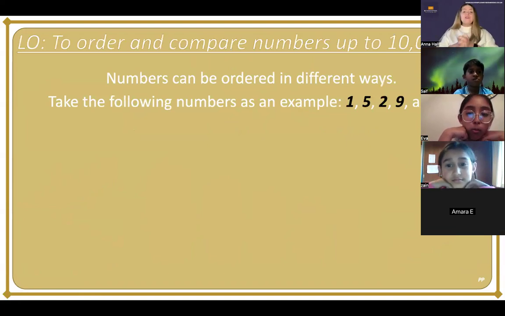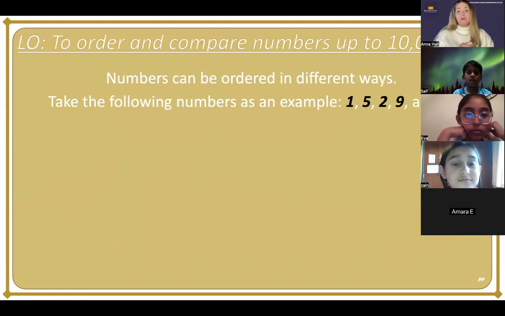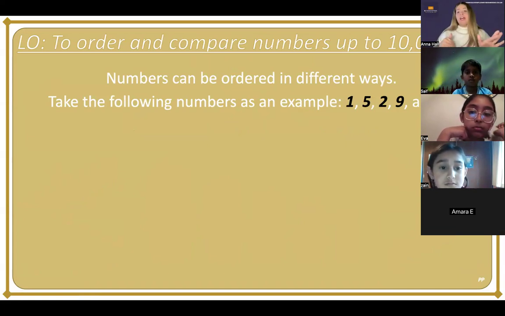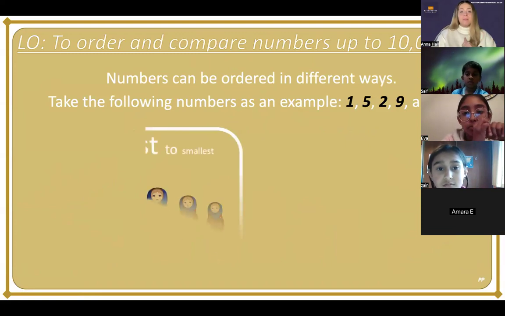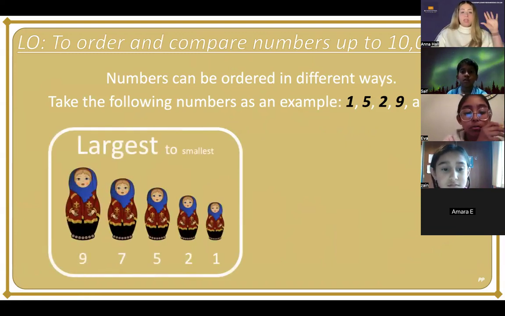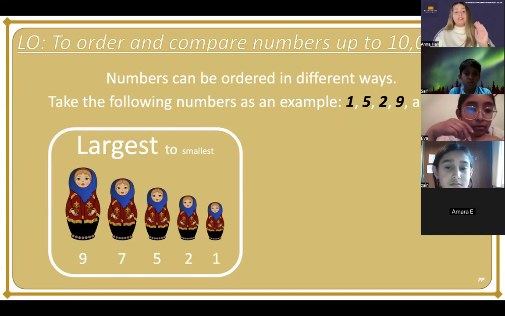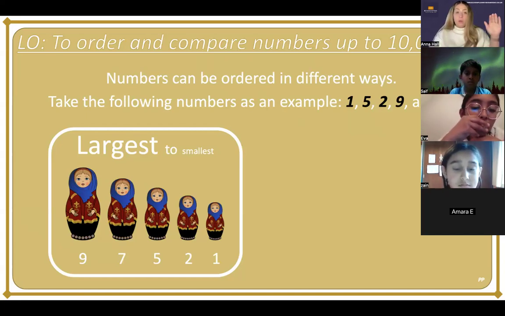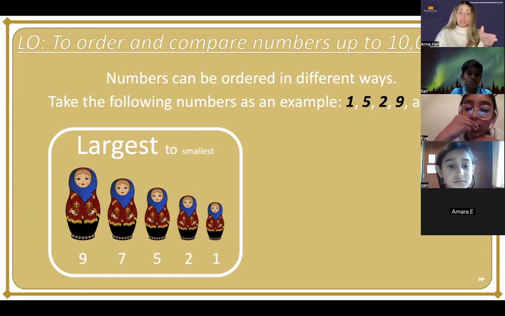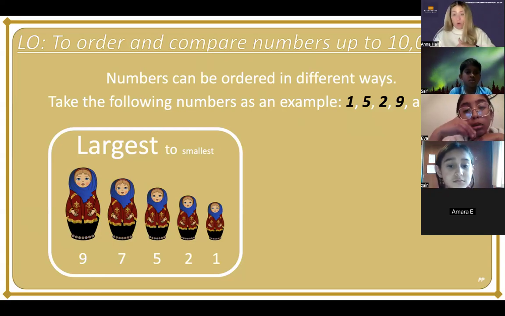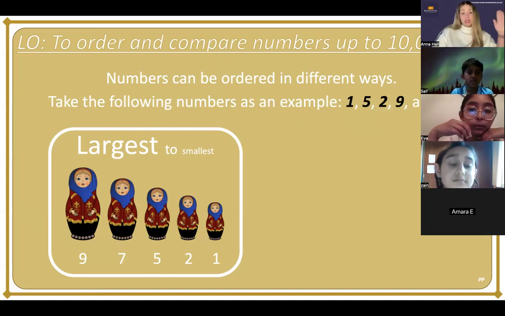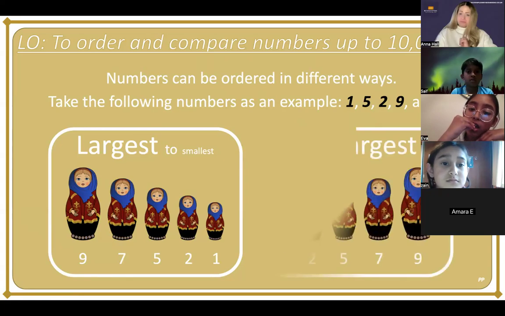Okay, so numbers can be ordered in different ways. So take the following numbers as an example: 1, 5, 2, 9, and 7. So we can order them from largest to smallest. You like my little Russian dolls there. So largest to smallest would be 9, 7, 5, 2, 1. We could also say that we've ordered them in descending order. Have you heard that word before? Descending order. Brilliant. Say from largest to smallest.